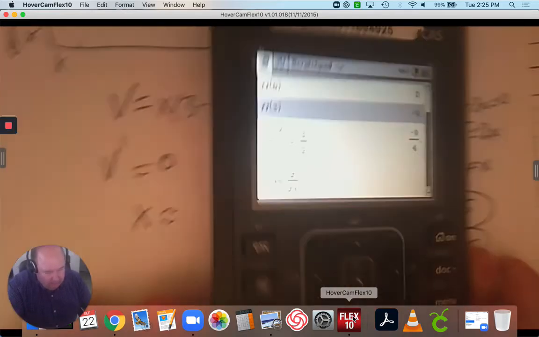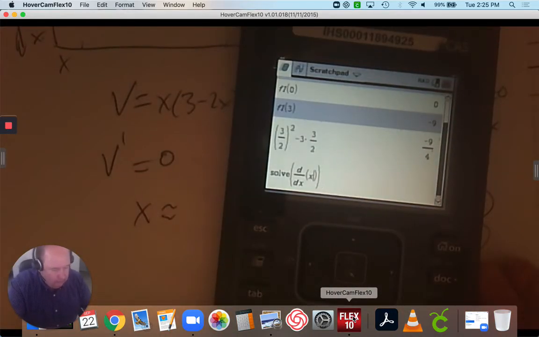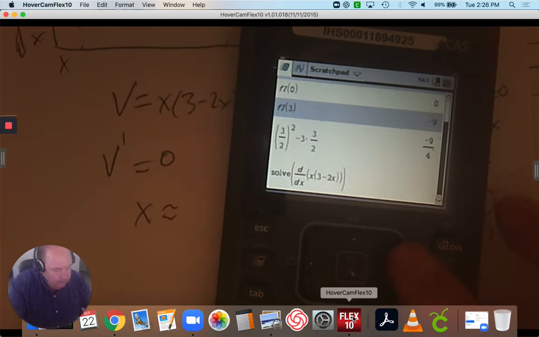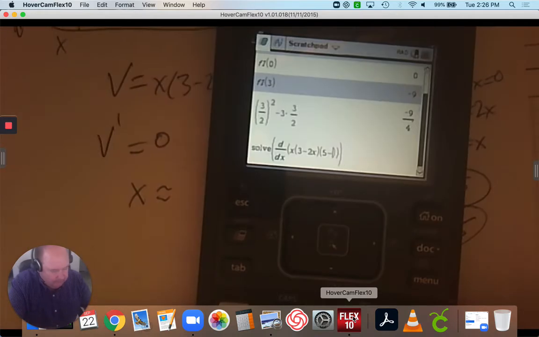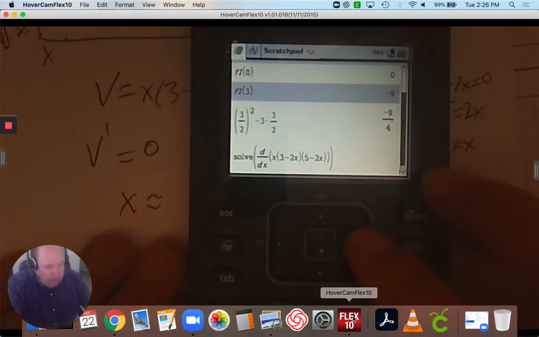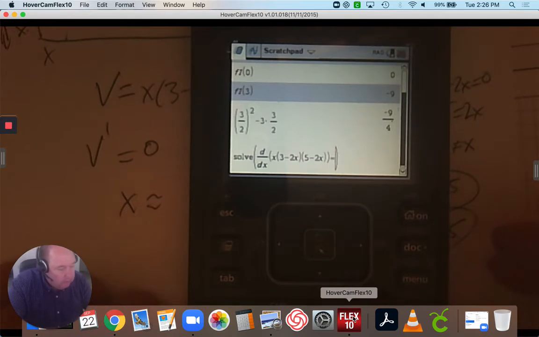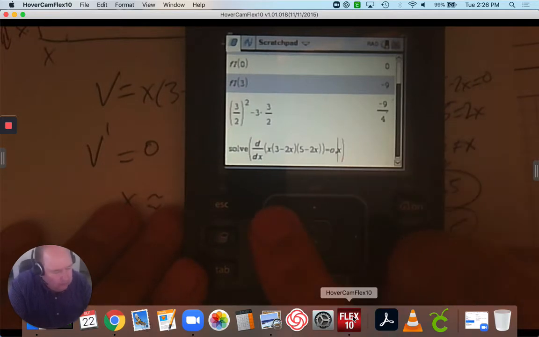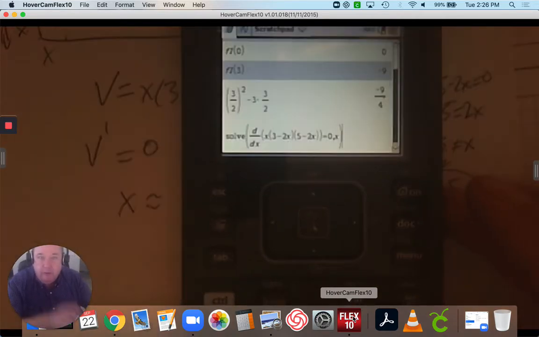it in. So that would be x, 3 subtract 2x, what's the last one? 5 subtract 2x, and that's equal to 0, comma x. So the comma is underneath pi. It's on the bottom left corner. Oh, is that a 0 or is that something weird? There it is. Okay, so there is that. You take the derivative of that equal to 0 and solve for x.